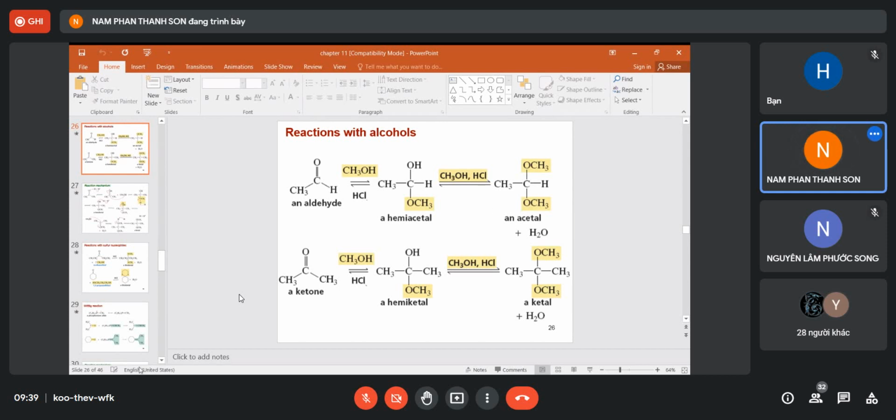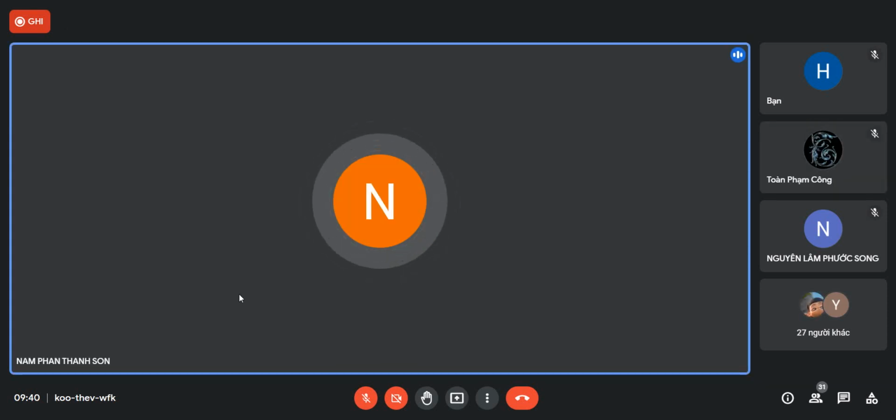So what is the application of this reaction? I give you one example, and remember this is very, very important, so that you can understand the application of this reaction. Let me stop sharing it and give you one example in Chem Office. This is very important. Chapter 11.